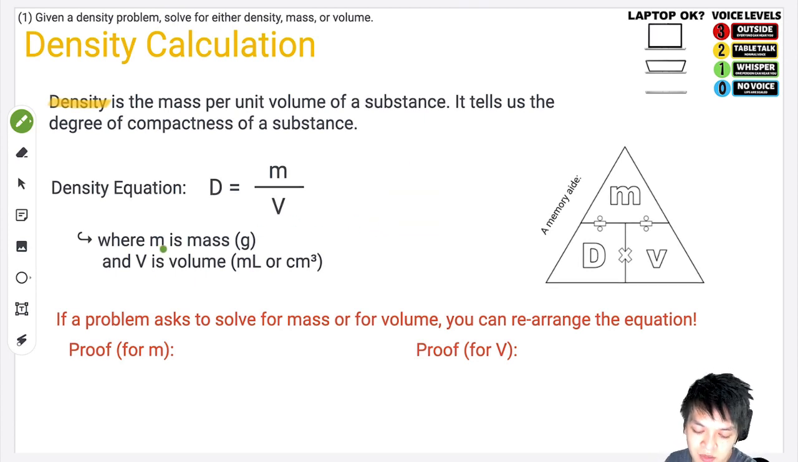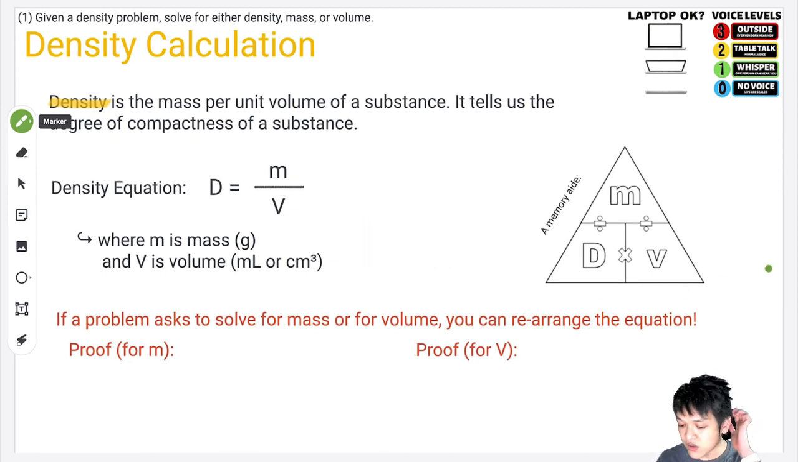Now, the m represents mass, and that's usually in grams. And the V represents volume, and that can either be in milliliters or centimeters cubed, either one. So that means that the density unit can either be grams per milliliter or grams per centimeter cubed, since it's mass divided by volume, right?